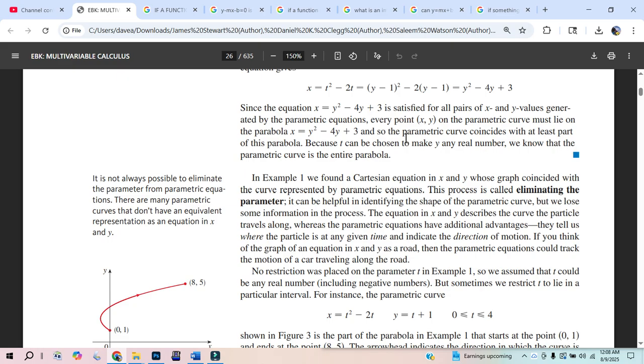And it says, and so the parametric curve coincides with at least part of this parabola. Cool, because t can be chosen to make y any real number. We know that the parametric curve is the entire parabola. I didn't really get that statement, but it says the parametric curve coincides with at least part of this parabola, because t can be chosen to make y any real number.